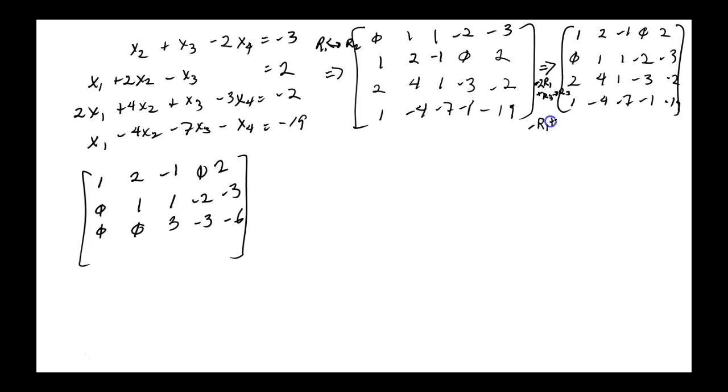Yeah, negative row 1 plus row 4 is the new row 4. Okay? So what would that become then? Zero. Negative 6. Negative 6. Negative 1.